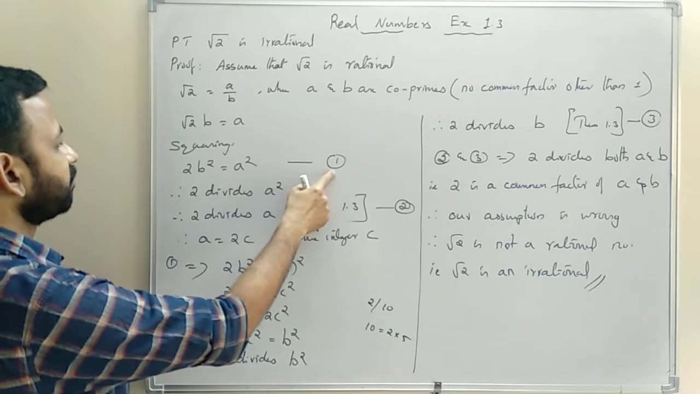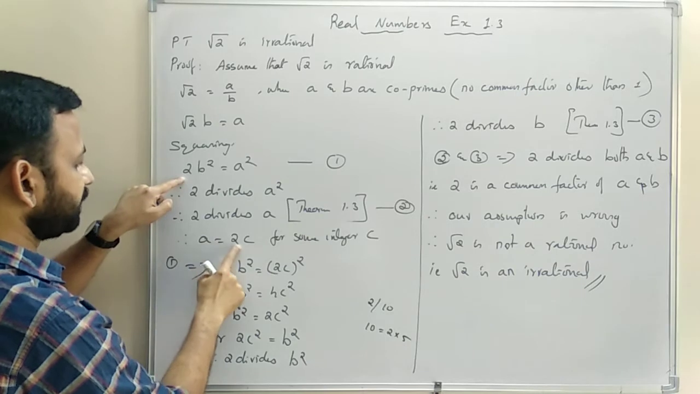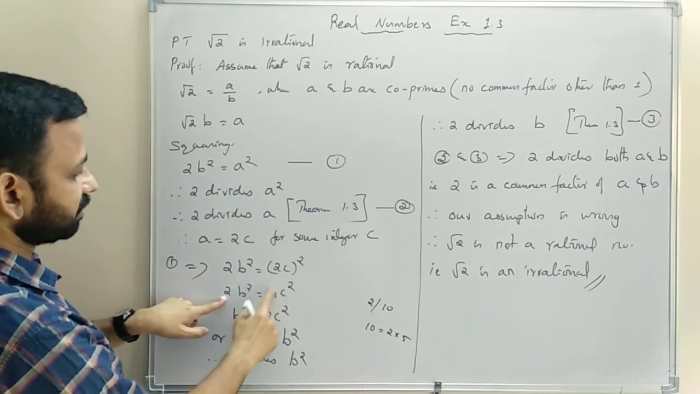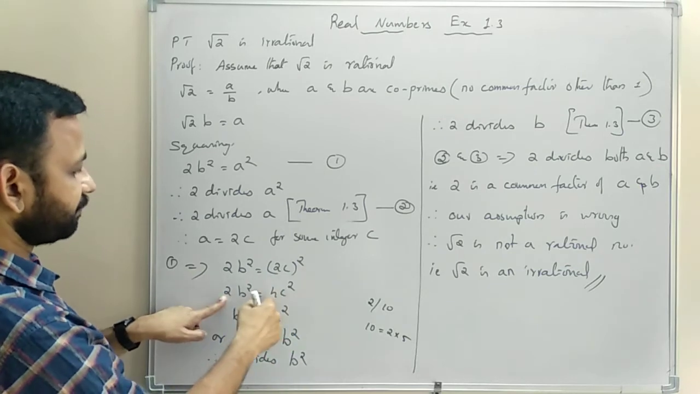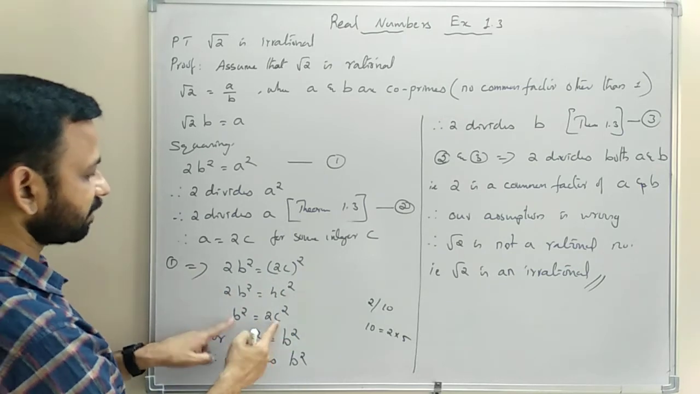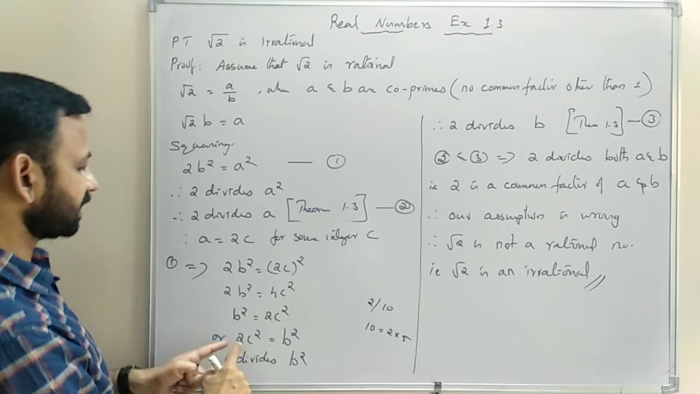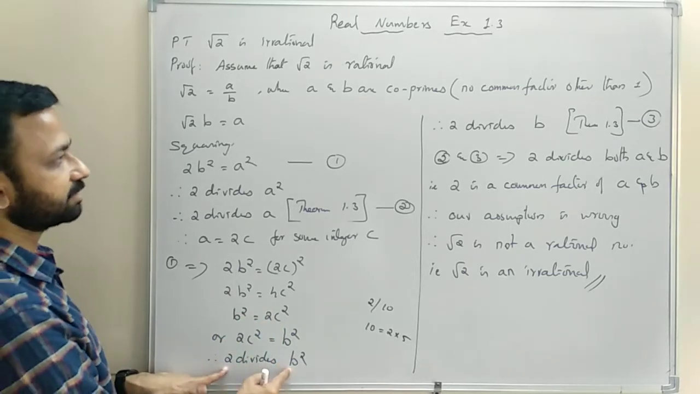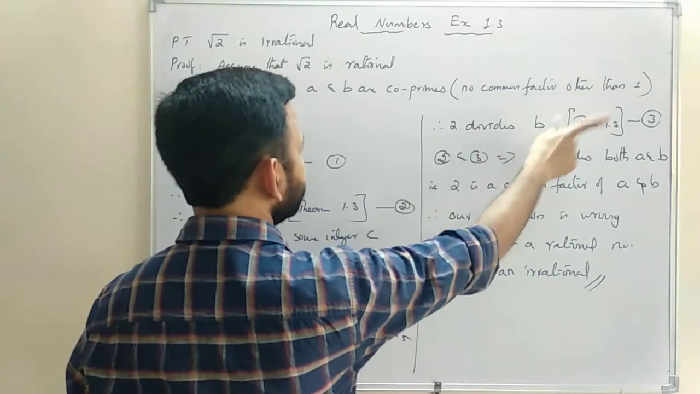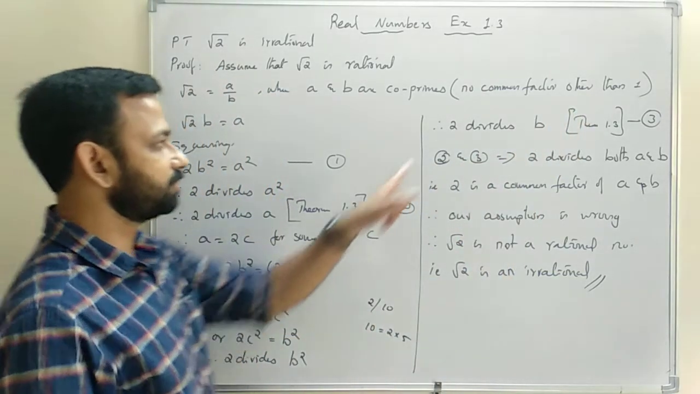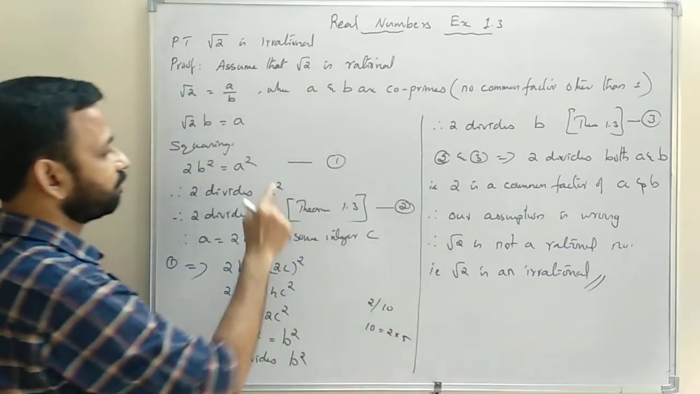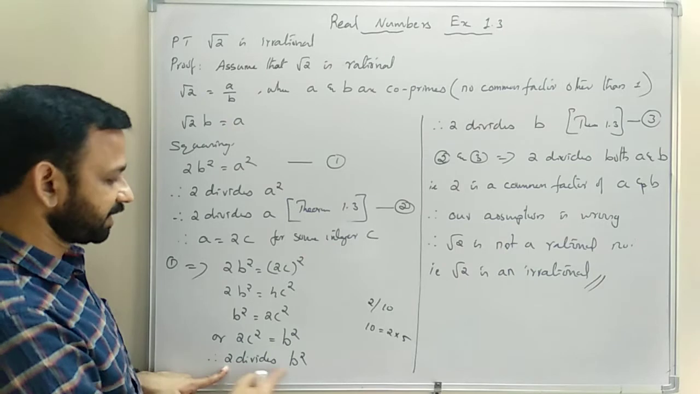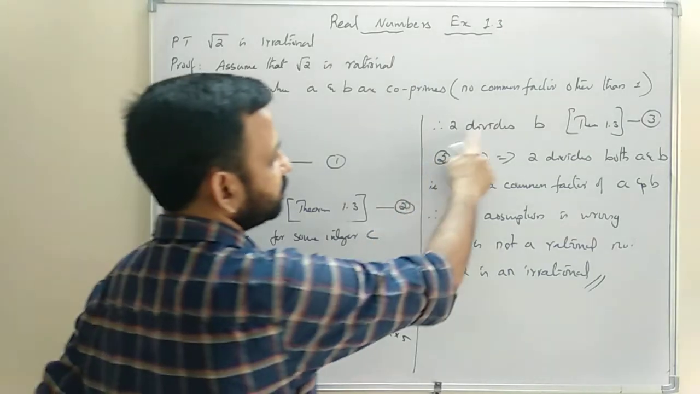Then in equation 1, we can replace a by 2c, that is 2b square equal to 2c whole square. That is 2b square equal to 4c square. 2 and 4 cancel: b square equals 2c square. Now interchanging LHS and RHS, 2c square equals b square. That is, 2 divides b square, so 2 divides b by theorem 1.3, because if p divides a square, then p divides a. That is the theorem. So 2 divides b.